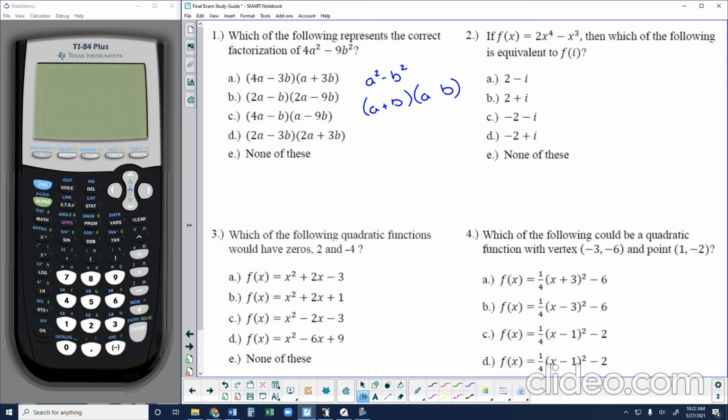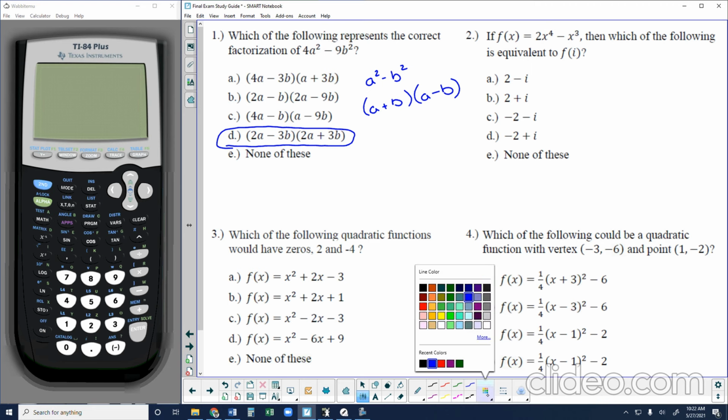What we notice here is that essentially we have to take a look at the square root of the first and the second terms in this expression. The square root of 4a squared would be 2a. The square root of 9b squared would be 3b. So 2a minus 3b times 2a plus 3b. The difference of two squares is the conjugates of the roots of the terms.